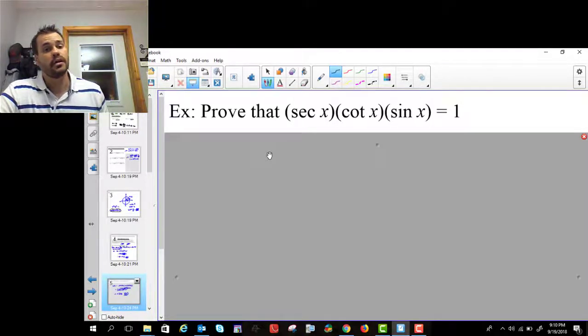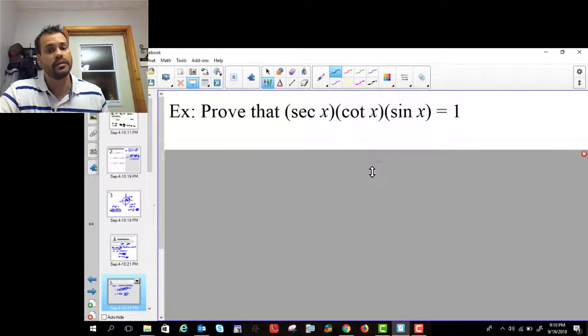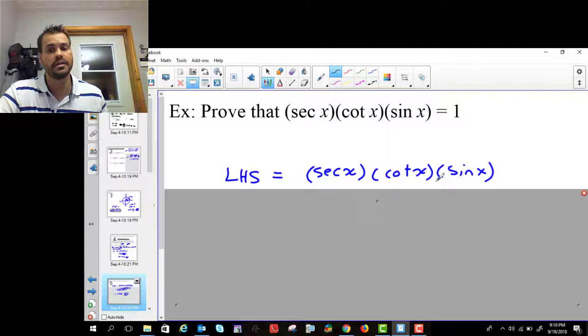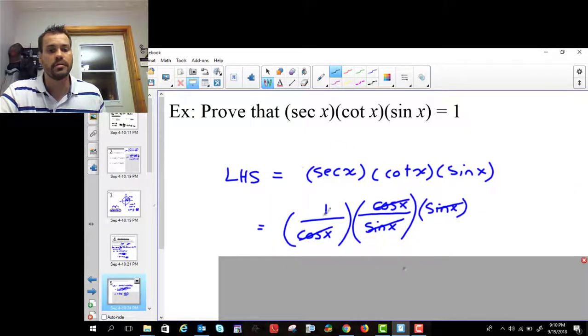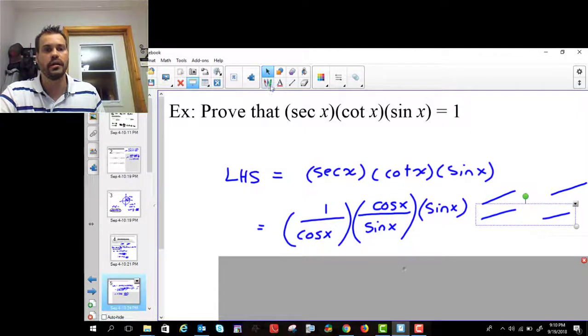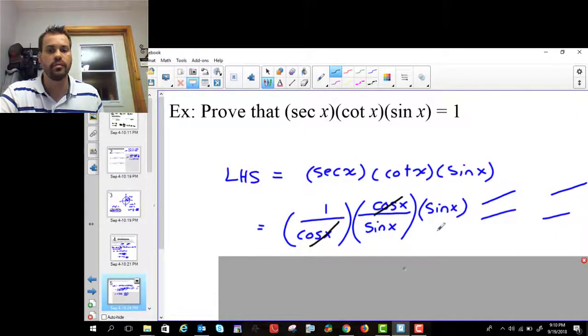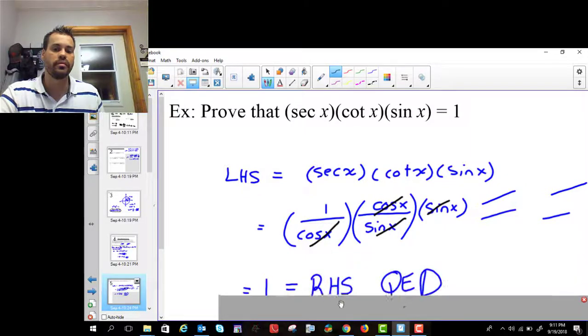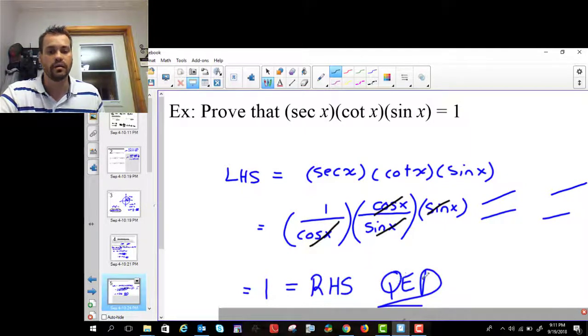So I'm going to start, this has 3 terms. This has 1, so I'm going to start on the left-hand side. And I have secant x, cotangent x, and sine x. And I'm going to then write them in terms of sine x and cosine x. So secant x is 1 over cosine x. Cotangent x, if you look back at your sheet, is cosine x over sine x. And then I just leave the sine x alone. And then what happens is cosine divides out with cosine, sine divides out with sine, and I'm left with 1. And I say there, that's my right-hand side. QED.